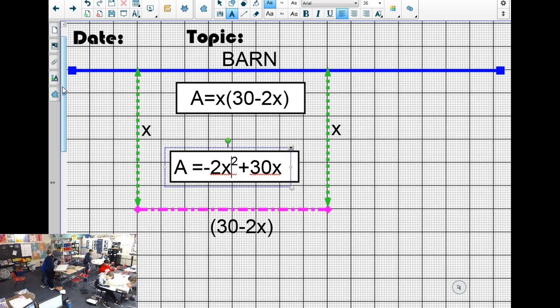We tried it. We set up a system of equations and solved it: 2x plus y equals 30, and then x times y equals some highest value. And then look what we got. You made it harder than you needed.